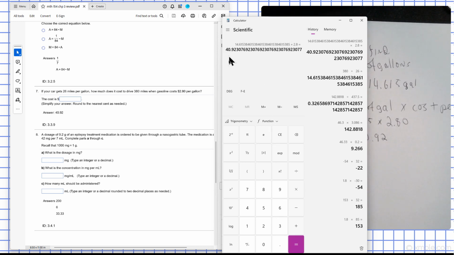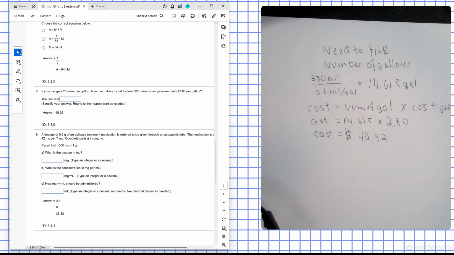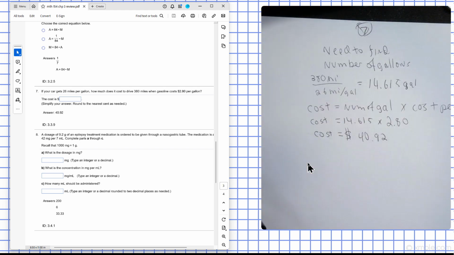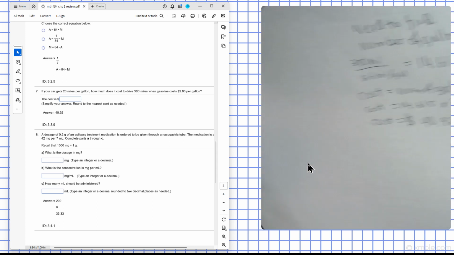And there's your $42.92 is there. Any questions about this problem? Okay. Now let's go on. This was number 7. Let's go on to the next one.